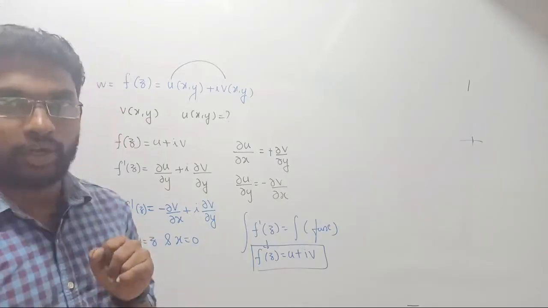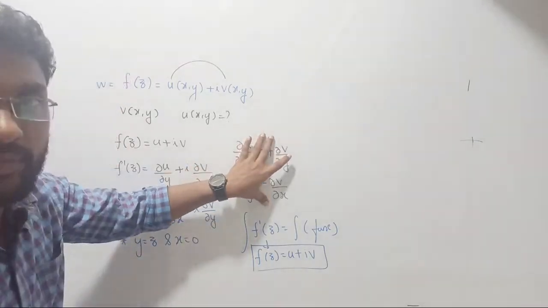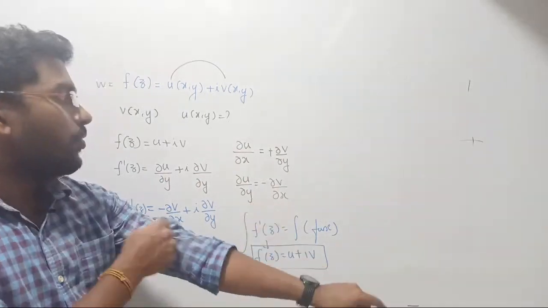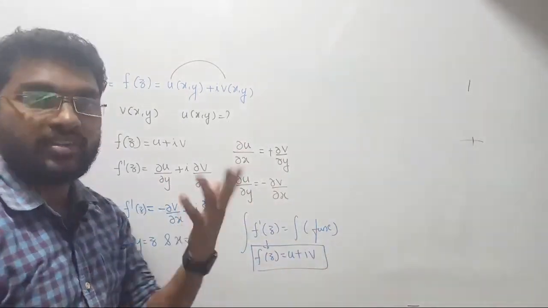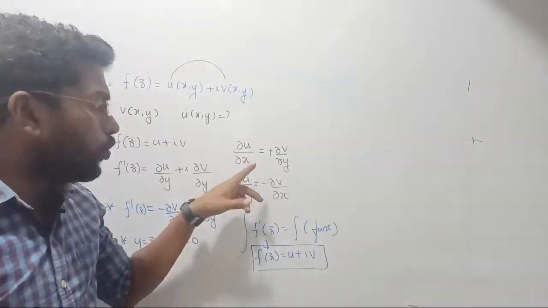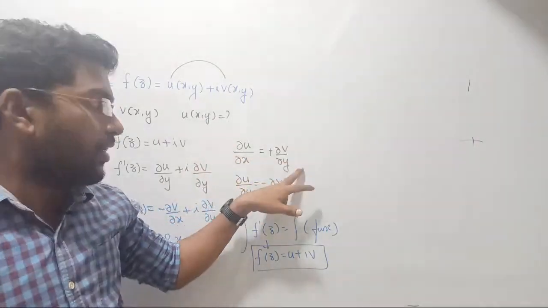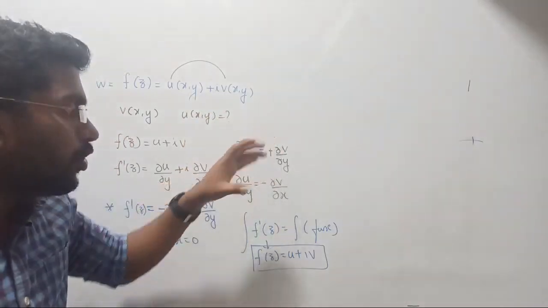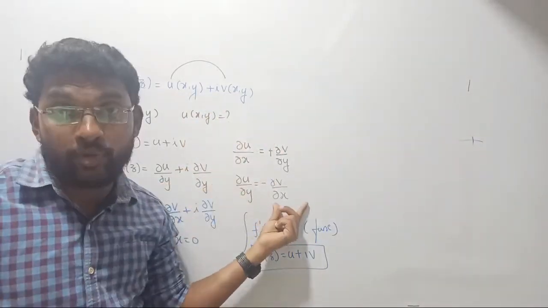Optionally, method number 2 is: I know this condition. This condition is correct, right? Now suppose in the question, for example, u is given and you will be tested for v. You know the condition, right? u is given, v is asked, then dou u by dou x equals dou v by dou y, and dou u by dou y equals minus dou v by dou x, right?